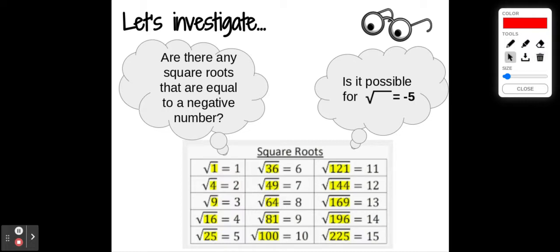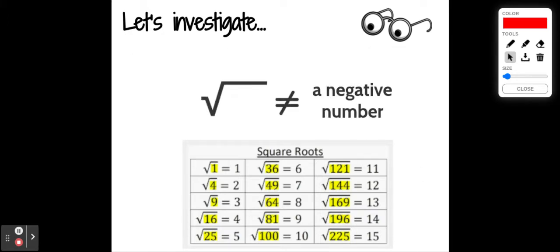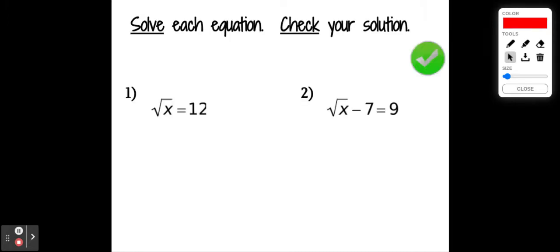It is not possible for a square root of anything to be equal to a negative number. That's really important to note. The square root cannot be equal to a negative number. When you take the square root of any number, it's always going to be a positive. Okay, with that being said, let's go ahead and start solving some radical equations. All right, we're going to solve, and then we're also going to check our solution.